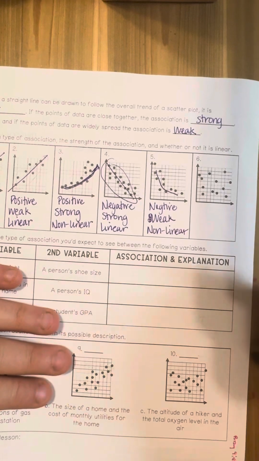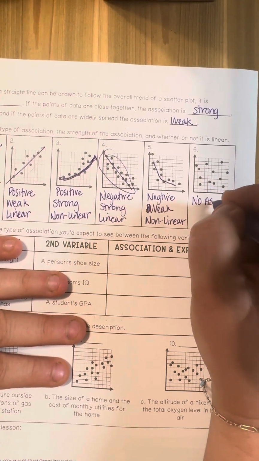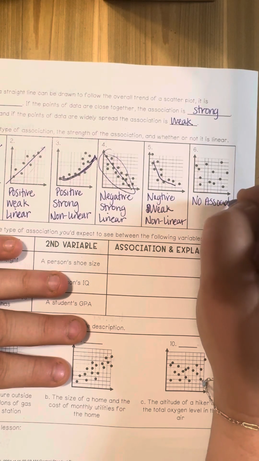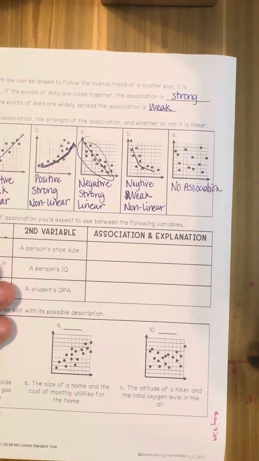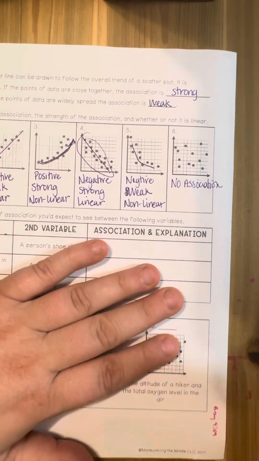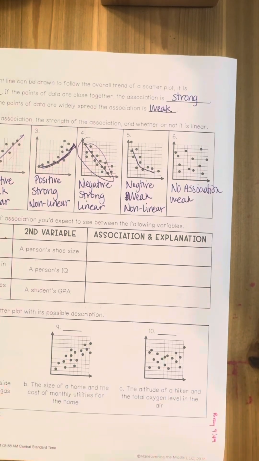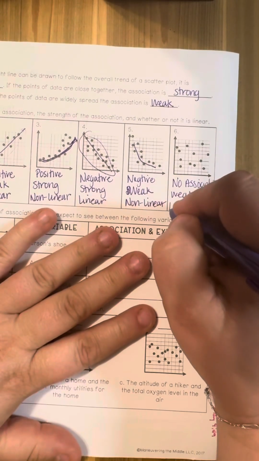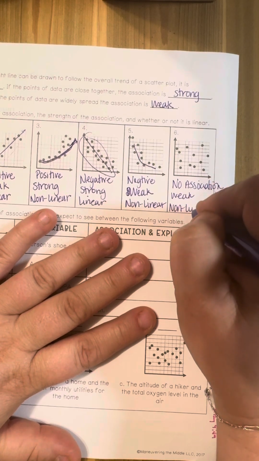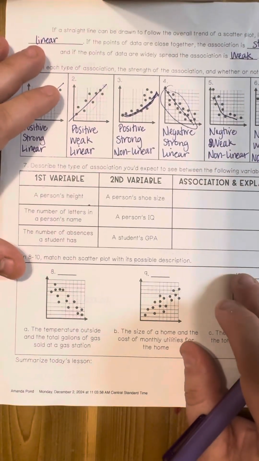Okay? And then this last one, no association. Because they're just like paintballs. They just got thrown on there, right? They're scattered everywhere. There's no association there. We're also going to say it's weak because we don't see any association. There's nothing close together. And since they're not together, it's obviously non-linear.